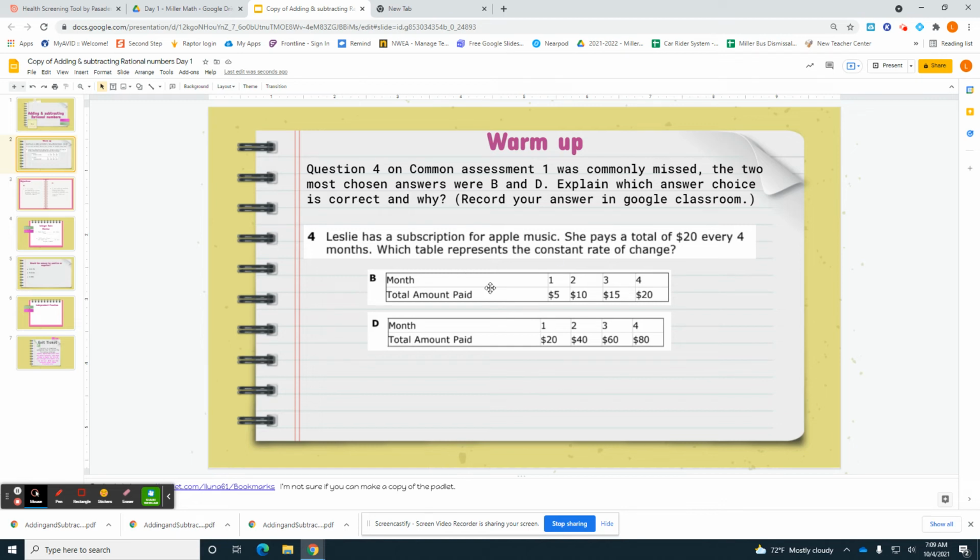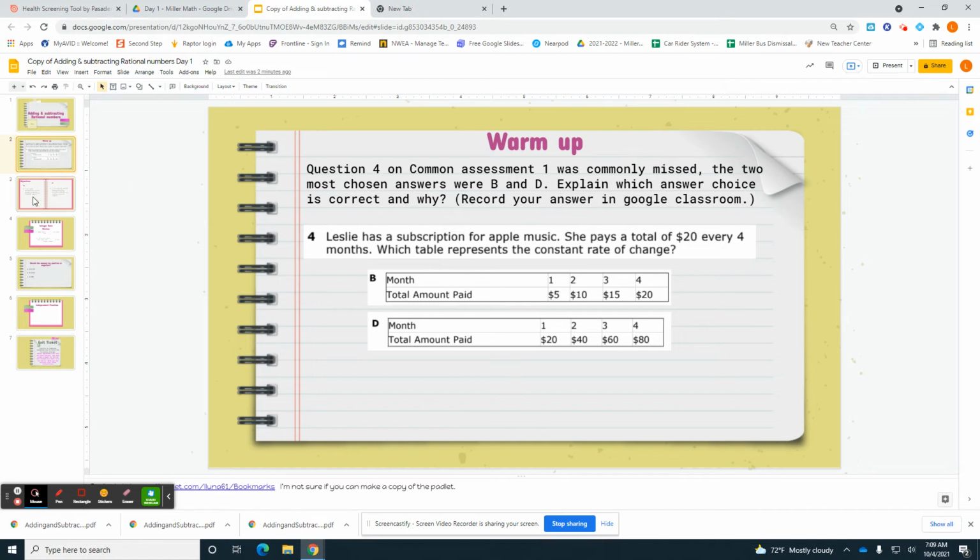These were the two answers that were chosen the most. When I say the most, I mean about 40% chose each. One of those is the correct answer and the other one is not. So I want you to explain which one is the correct answer and tell me why. You will find the warm-up posted as a question. You only have this top question posted, and you're going to answer it in Google Classroom.